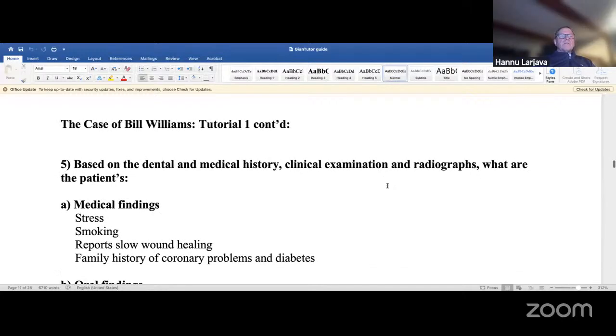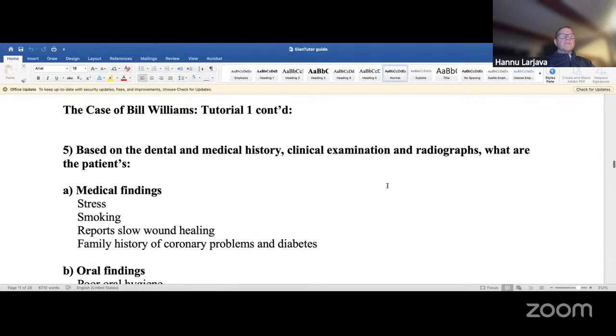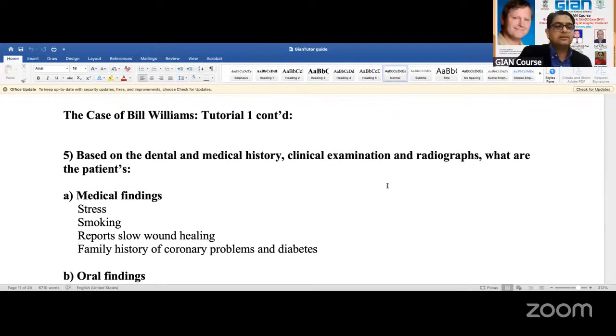Very good. Stress, smoking, poor healing, family history. So how about the oral findings? This answer has to be given by RUHS Jaipur. Anybody from RUHS Jaipur? We have Jyoti from RUHS Jaipur. So, Dr. Jyoti, please answer this. The oral findings.